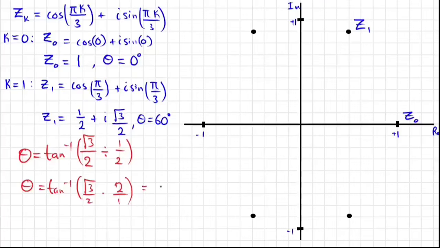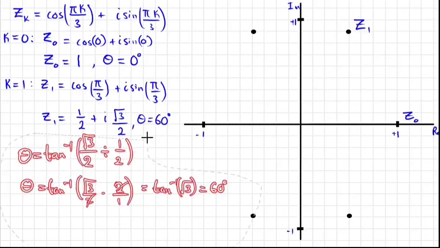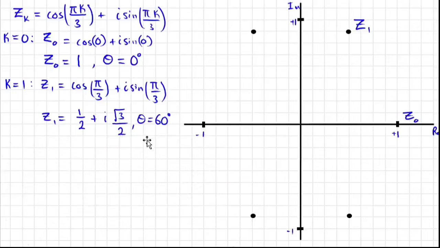Of which this is simply equal to, the 2 can cancel, leaving us with the tan inverse of root 3. And the tan inverse of root 3 is 60 degrees. So that's how I obtained that 60 degrees. For the next complex numbers, I'll just be finding the angles without showing you, because now you know where it's coming from. The angle is simply you finding the argument of that particular complex number.